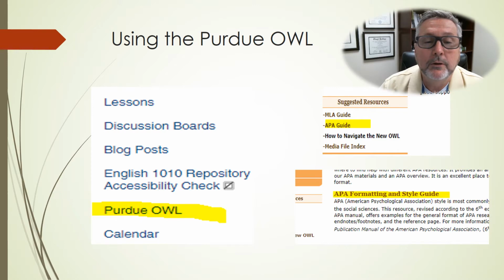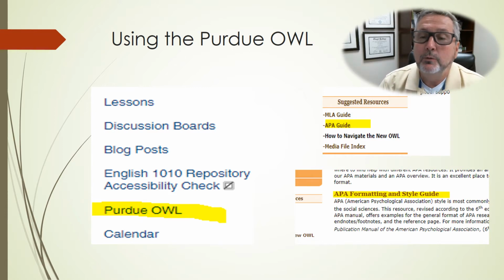If you click on that and then click on the icon that follows, you'll end up at a page that includes the menu that you see at the top right portion of the slide, the suggested resources. And here you tell the OWL what you're interested in looking at. In this case, we're going to click on the APA guide. You'll see it highlighted in yellow here.